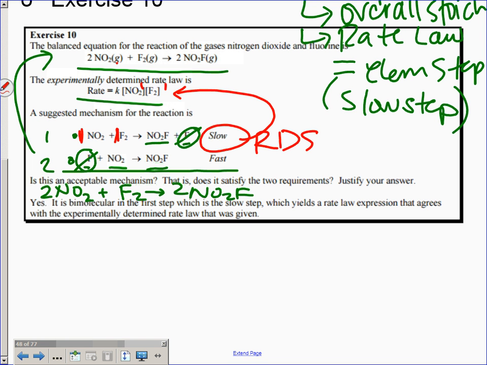The mechanism is a possible explanation for how this reaction actually occurs. Even though a lot of times we can't always figure it out, we have to propose steps that we think would be the steps that are happening in that gap where we don't always know what's happening. All right, so that's what a mechanism is.